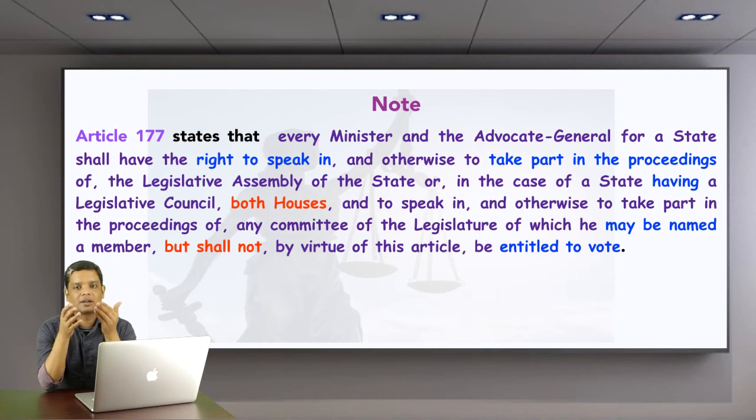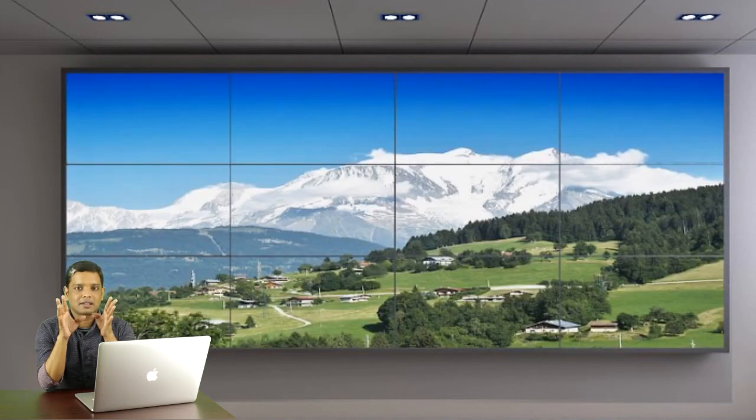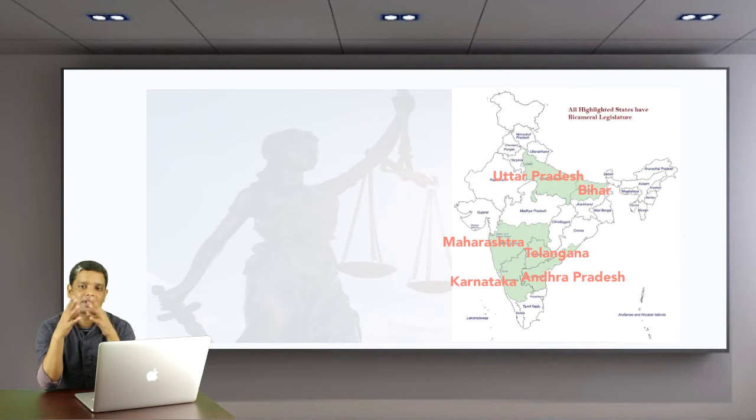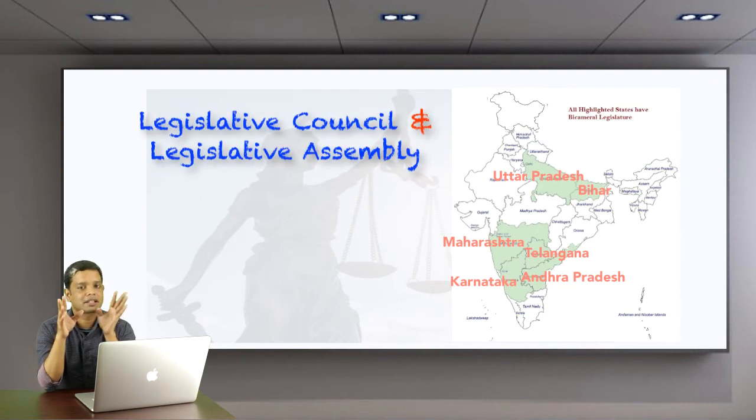I believe you must understand what is the meaning of bicameral and what is the meaning of unicameral. A bicameral legislature means there are two houses, that is the Legislative Assembly and the Legislative Council. Likewise, there are 6 states which have the two houses, the Legislative Council and Legislative Assembly, and the rest of the states have only one house, that is only the Legislative Assembly, not the Legislative Council. And those 6 states are Andhra Pradesh, Telangana, Karnataka, Maharashtra, Uttar Pradesh and Bihar. These 6 states have the bicameral legislature.